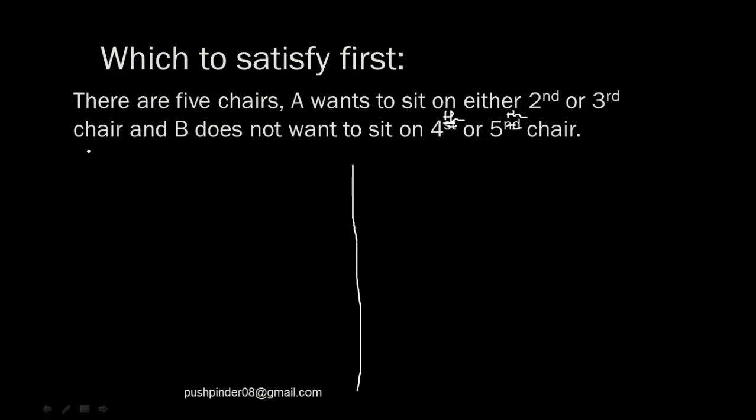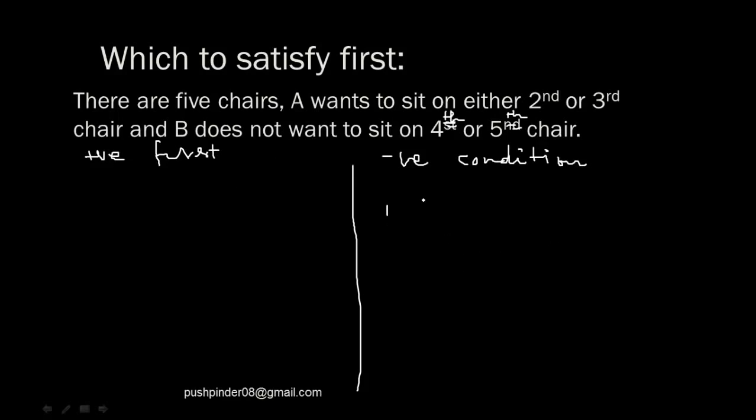Let us satisfy the positive condition first here, and in another scenario let us satisfy the negative condition first, and see which one is giving us a more efficient answer, right? Let's see which one is more efficient. So let's satisfy the negative condition first. Now A wants to sit on either second or third chair, and B does not want to sit on fourth or fifth chair, right? So let's see that.